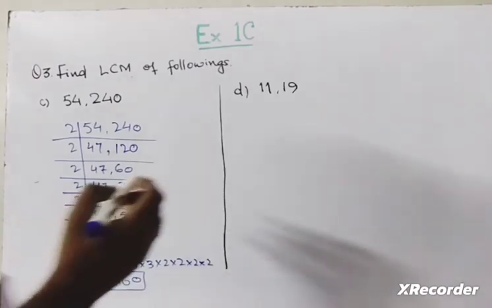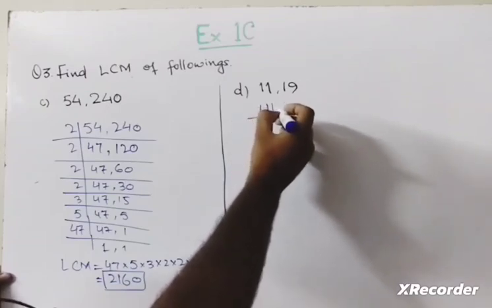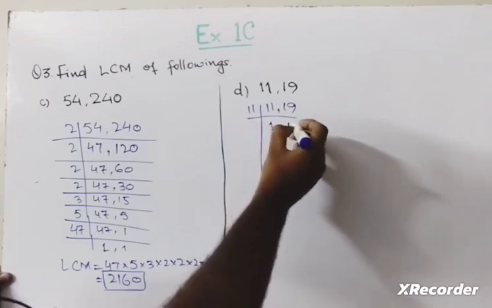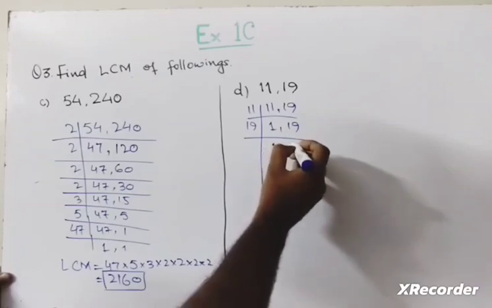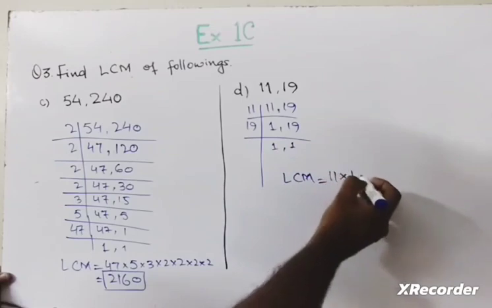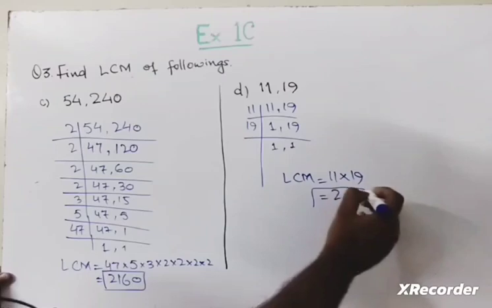For part D, 11 and 19. Since both are prime numbers, their factors will be themselves, like 11 times 1 is 11, 19 times 1 is 19. So the LCM will be 11 multiplied with 19, that is 209. That is our required answer.